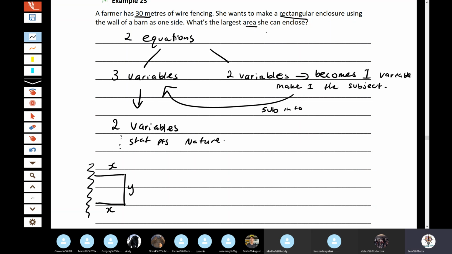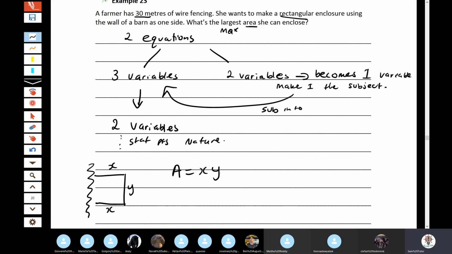And it's saying there's already one side that's gone, right? You're using one side of the barn. Any questions so far? All right, I need two equations. What's the first thing that I have to write? A. A is the first one because it says largest. What's the word we're using instead of large? Max. In other words, find the maximum area.